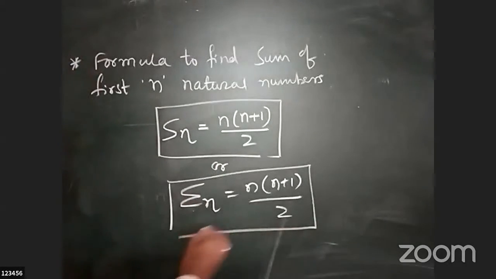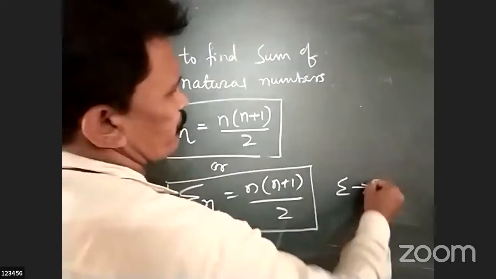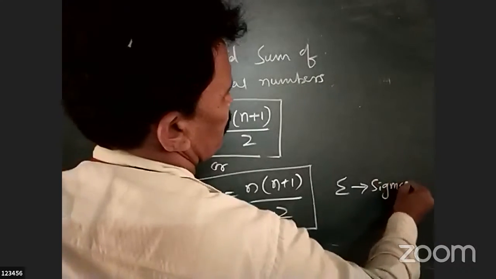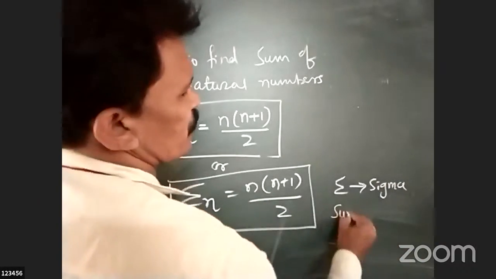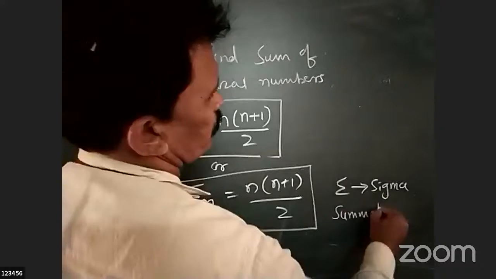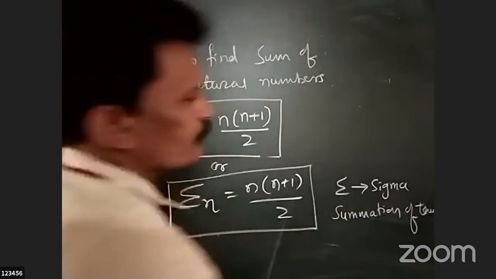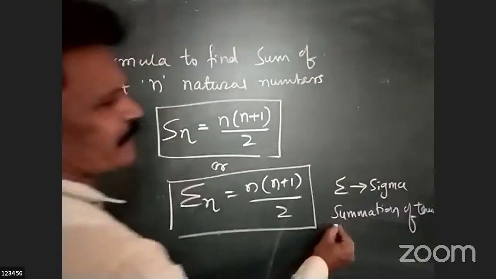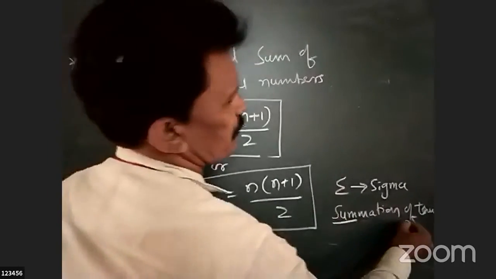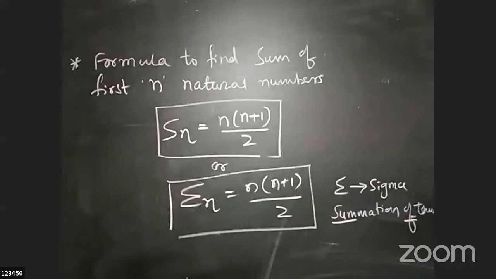Sir, we cannot hear your voice. Sigma means nothing but this is the symbol, we use it as sigma, which shows summation of terms. Summation of terms is in short termed as sum of. Summation of term is read as sum of. Sum of terms. Note down this.